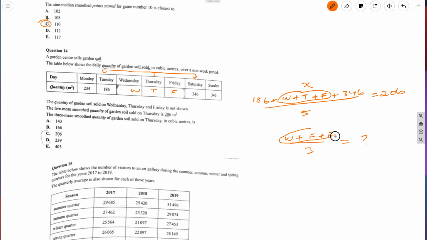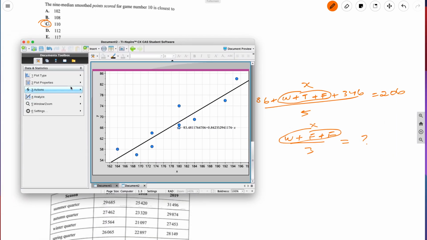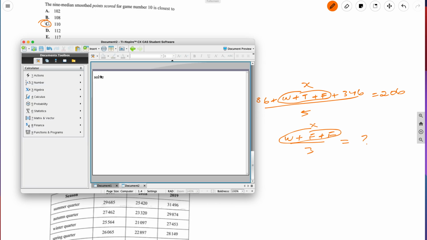That way we just dump it in here. So we don't actually have to know what each of the 3 numbers are. It's a bit of a trick. So instead, if I just go back to the calculator, set up a solve, menu 3.1, advanced calc on TI Nspire. So then we're just going to go with 86 plus X plus 346.